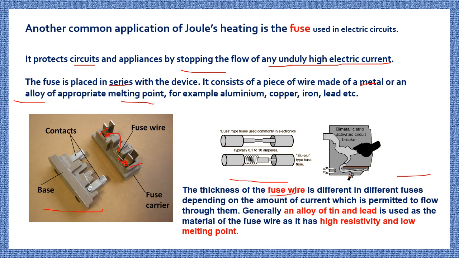The thickness of fuse wire is different in different fuses, and that depends on the amount of the current which is permitted to flow through them. Generally an alloy of tin and lead is used as the material of the fuse wire. Why? Because it has a high resistivity and low melting point.